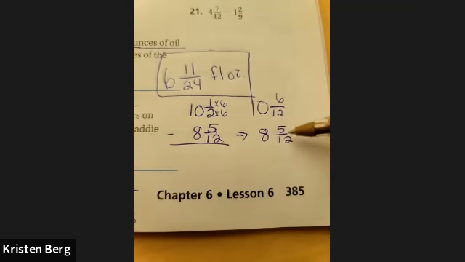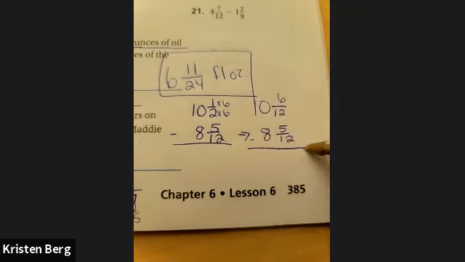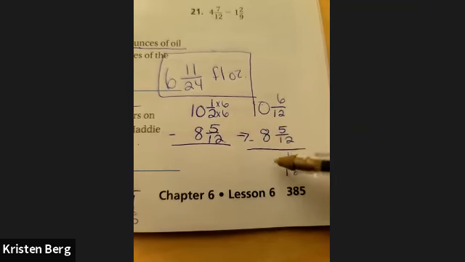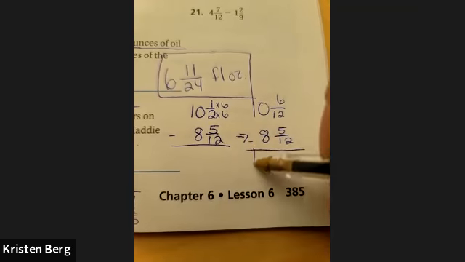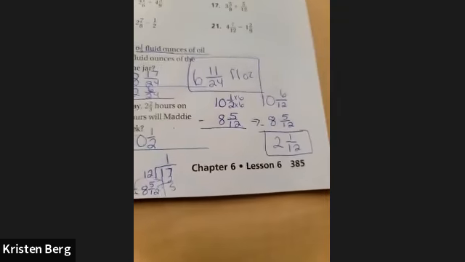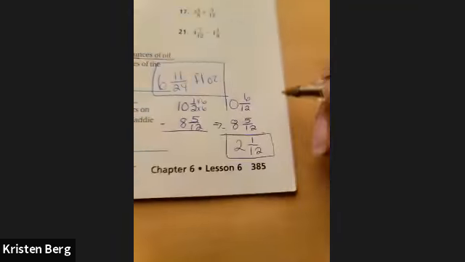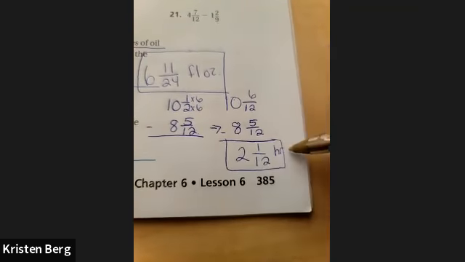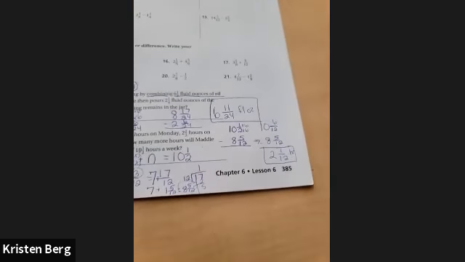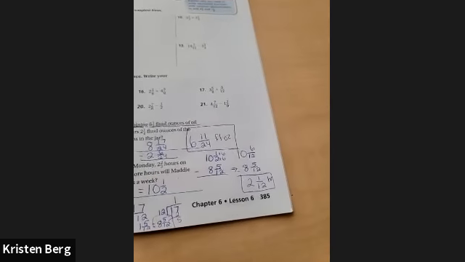So now I could do 6 minus 5, which is 1/12. Then 10 minus 8 is 2. So that would be 2 and 1/12 hours are left. So that is our answer. 2 and 1/12 hours are left. All right.